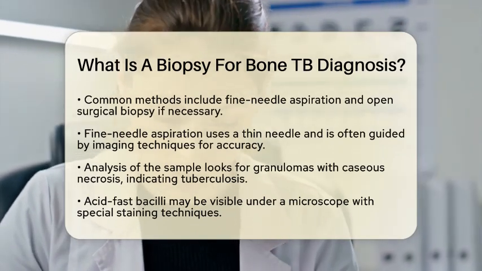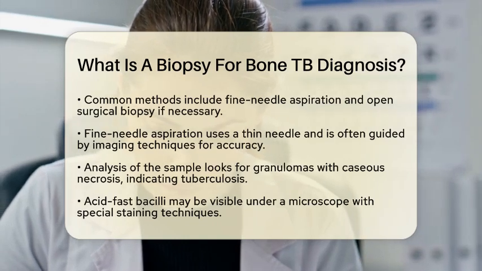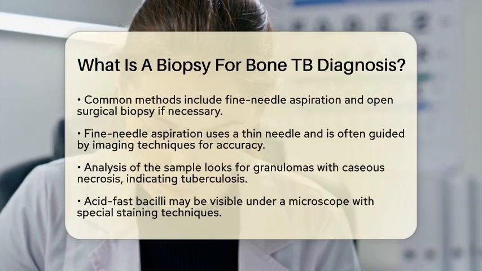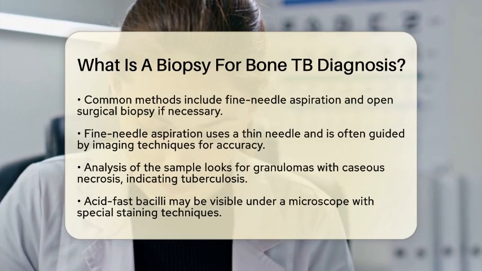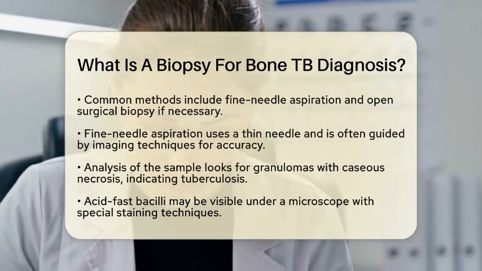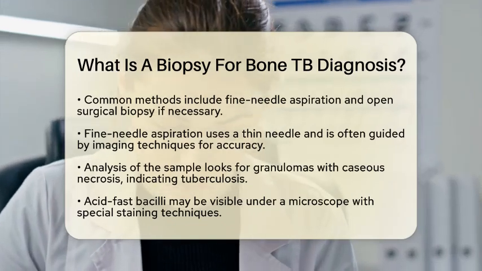Once the sample is collected, it undergoes analysis. Doctors look for specific features of tuberculosis, such as granulomas with caseous necrosis. These are clusters of immune cells that react to the infection. Sometimes, acid-fast bacilli, which are the tuberculosis bacteria, can be seen under a microscope with special staining.